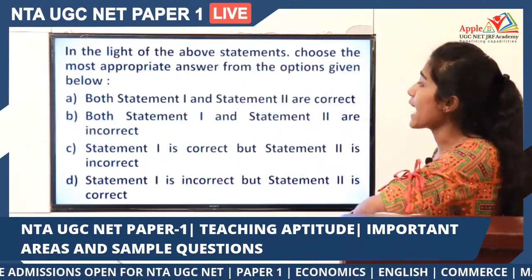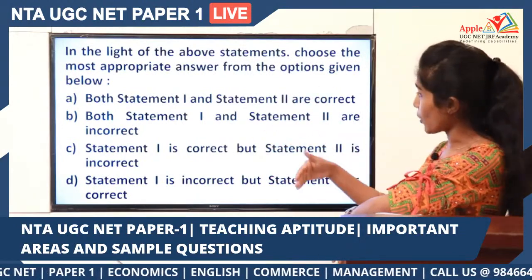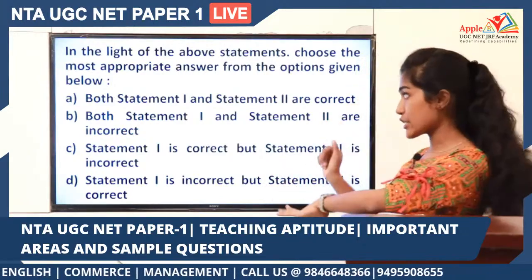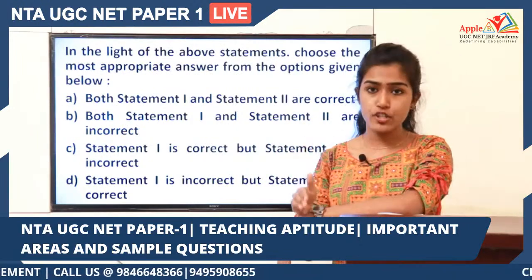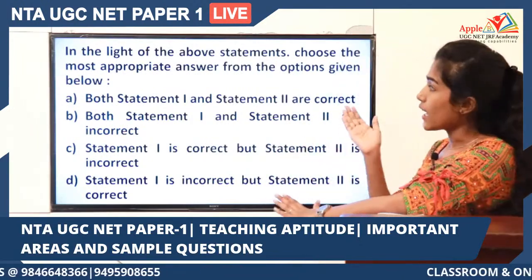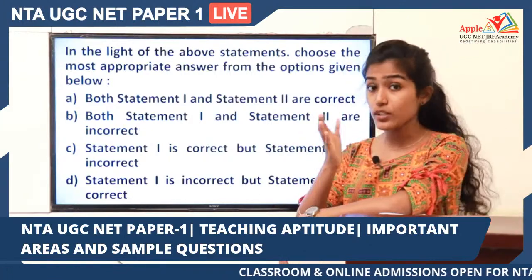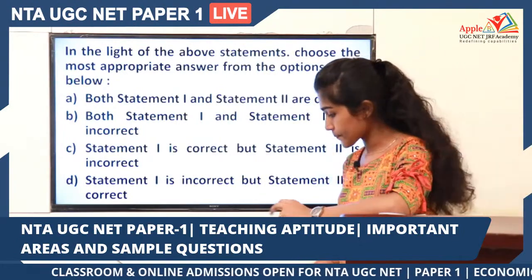So then you will be having options like this. Both statement 1 and statement 2 are correct. Both statement 1 and statement 2 are incorrect. So you'll be having options of this sort, and you have to figure out which statement is right, which statement is wrong, and choose the correct answer. So in this question, we said that both statement 1 and statement 2 are correct, so you can choose option A.